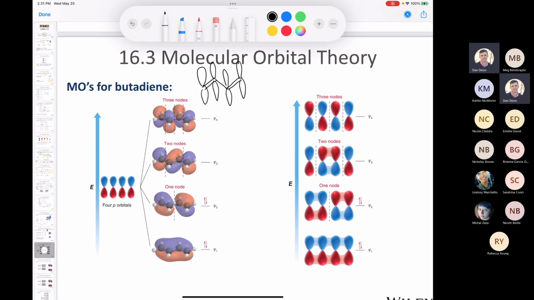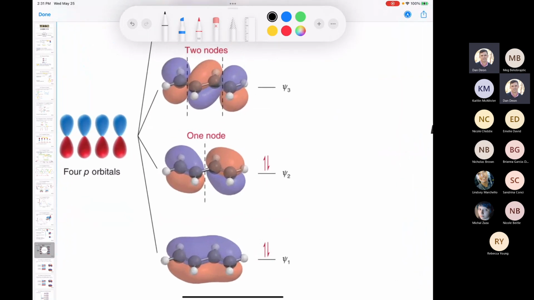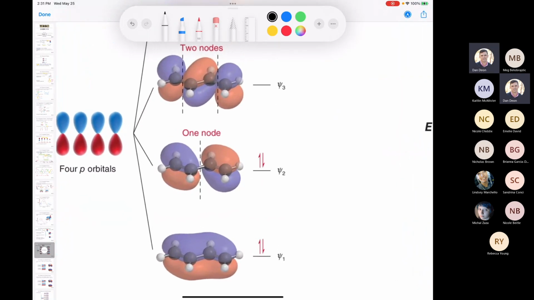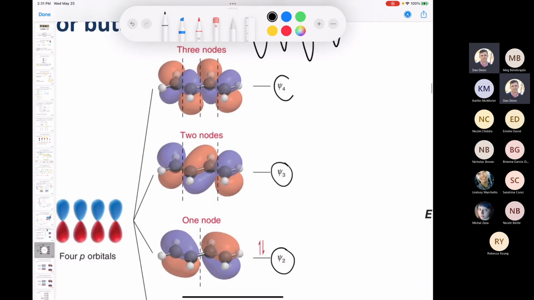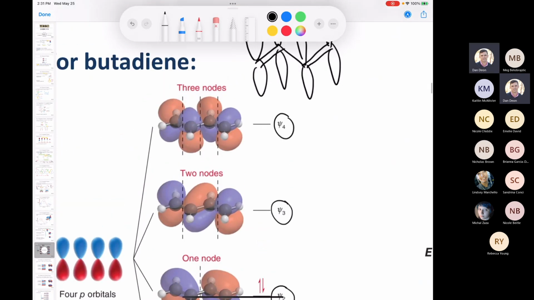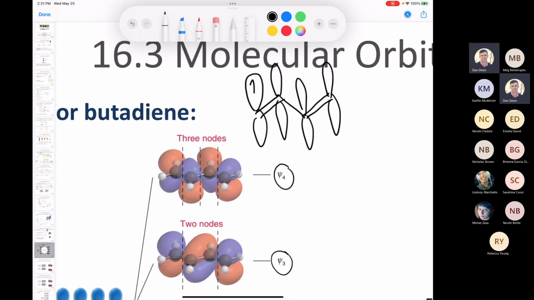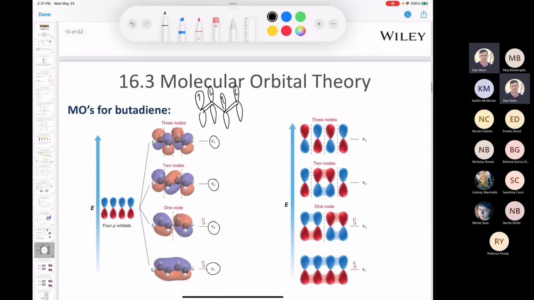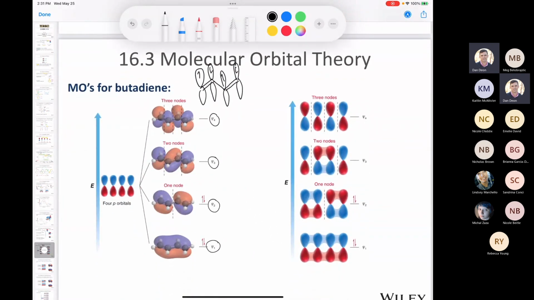We give those MOs names. We call them Psi1, Psi2, Psi3, and Psi4. We know that in those p orbitals, we have a total of 1, 2, 3, 4 electrons. And so when we look at our molecular orbitals going from Psi1 to Psi2 to Psi3 to Psi4, using the Aufbau principle, we're going to end up putting 2 electrons in Psi1 and 2 electrons in Psi2.